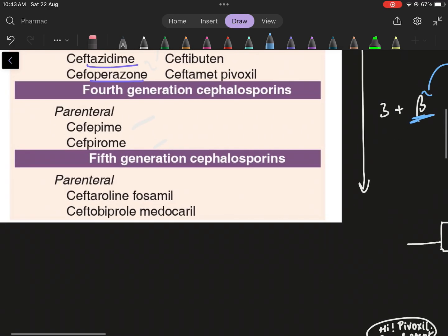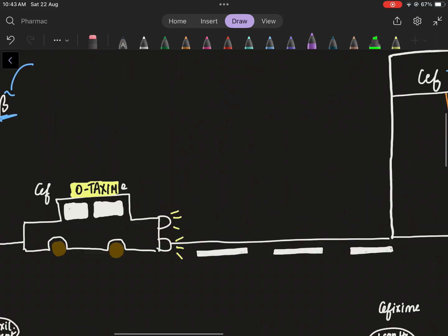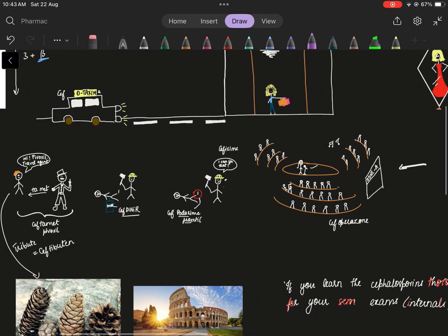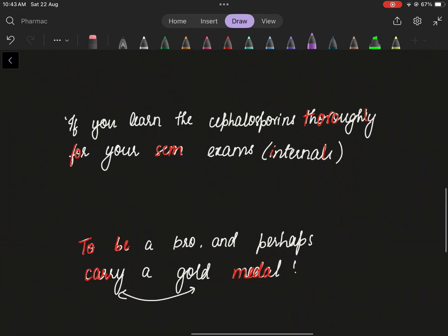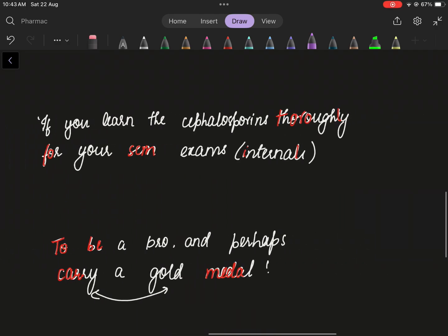Finally, the last two, which people also find very, very difficult to learn. For this, you guys have listened to this whole story, you've watched the whole video. Just how Rome wasn't built in a day, it takes time to learn the cephalosporins. But if you learn the cephalosporins thoroughly for your SEM exams, that is your internals, you can be a pro and carry a medal. Okay? So thoroughly for SEM exams to be a pro and carry a medal.